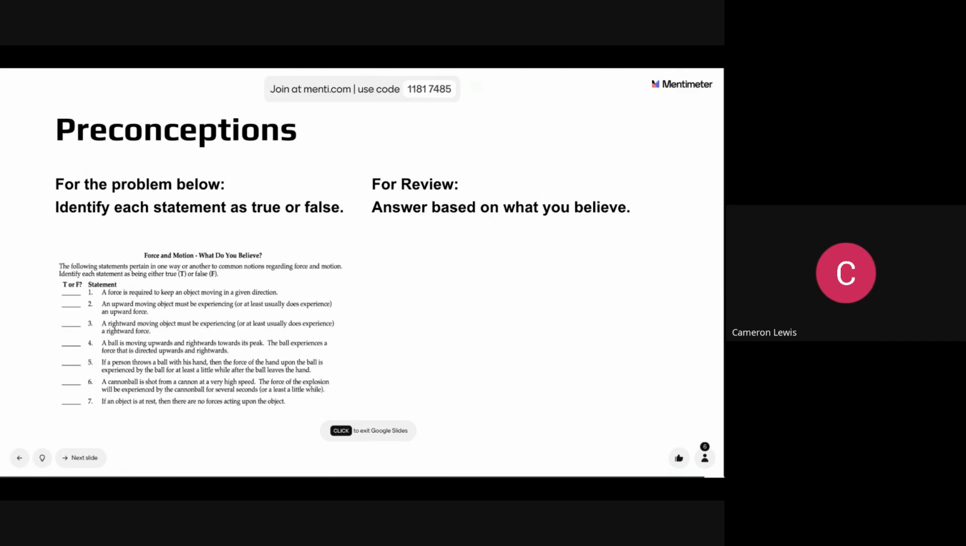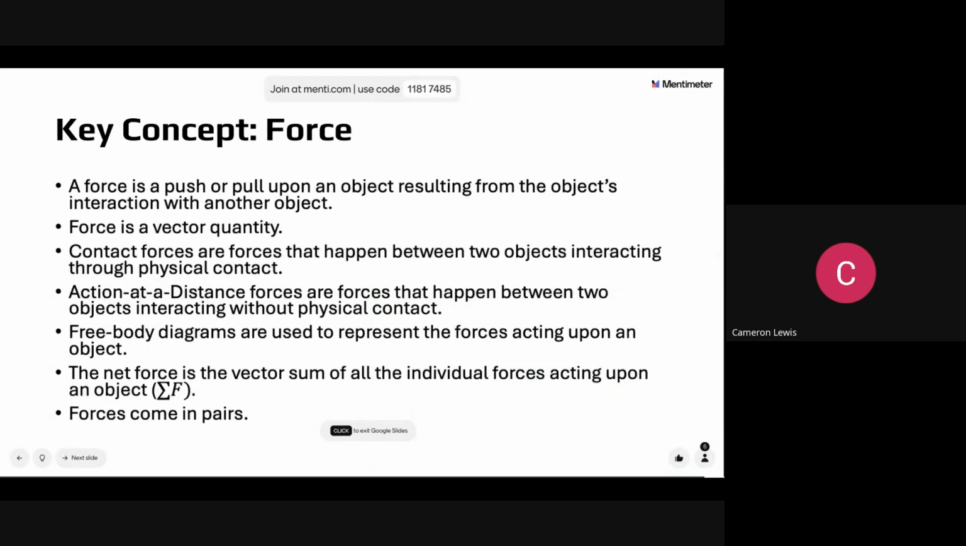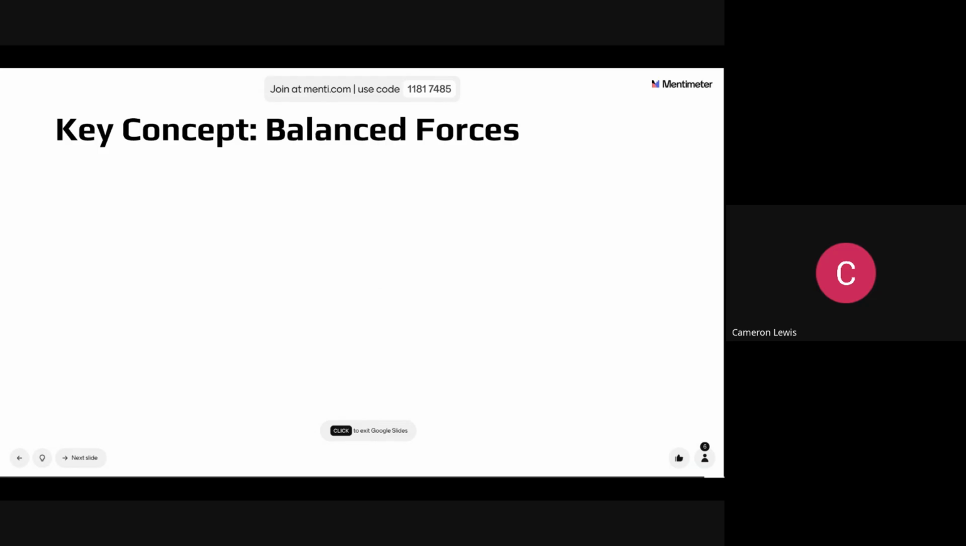And we went into some preconceptions between forces and motion. And then we really identified what a force is. It's a vector quantity, a push or a pull. We have contact forces, which occur through physical contact, and action-at-a-distance forces without physical contact. And we use free body diagrams to represent them. And then they come in pairs. And then the net force is the sum of all the acting forces on the object.